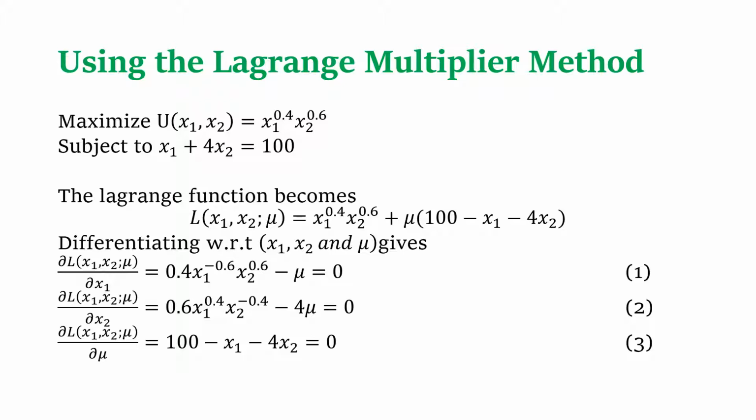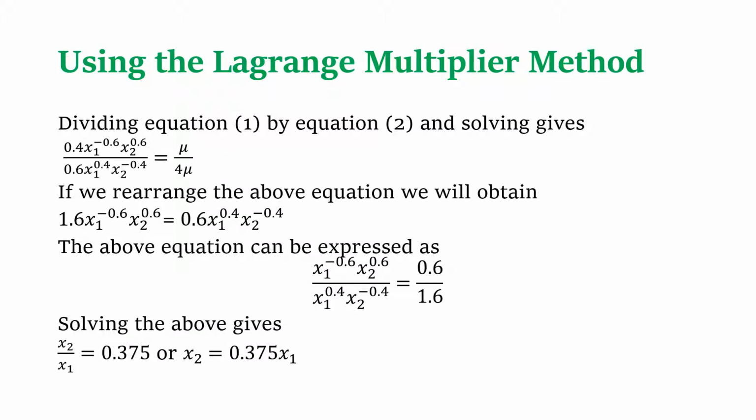So what we do here is divide the first by the second equation. Do you know why we do that? We do that because we want to eliminate mu, the Lagrange multiplier. We want to take it off. Once we have eliminated that one, then we can solve our problem. Now let's proceed. If we divide equation 1 by equation 2 and then solve, we're going to have this equation.